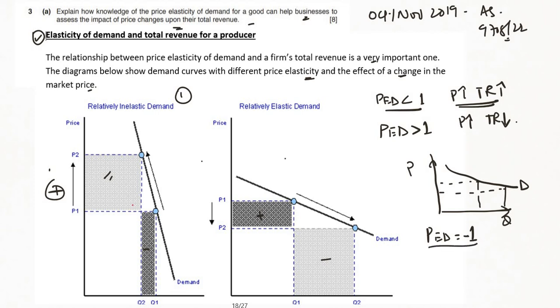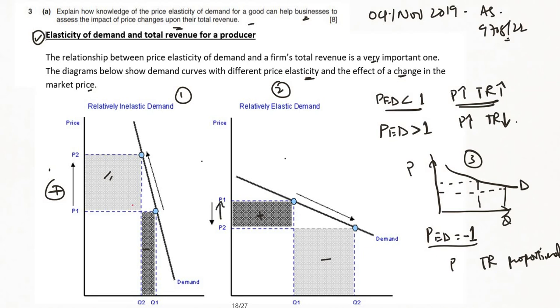Okay, so when PED is equal to 1, what will happen? If you increase the price, the total revenue will change proportionally, so it will be the same, right? So you will be making three conditions. First, inelastic, second, elastic, and third, unit elastic. And this will be really helpful, and then a conclusion at the end that this will really help the business in order to make an assessment of what is happening.